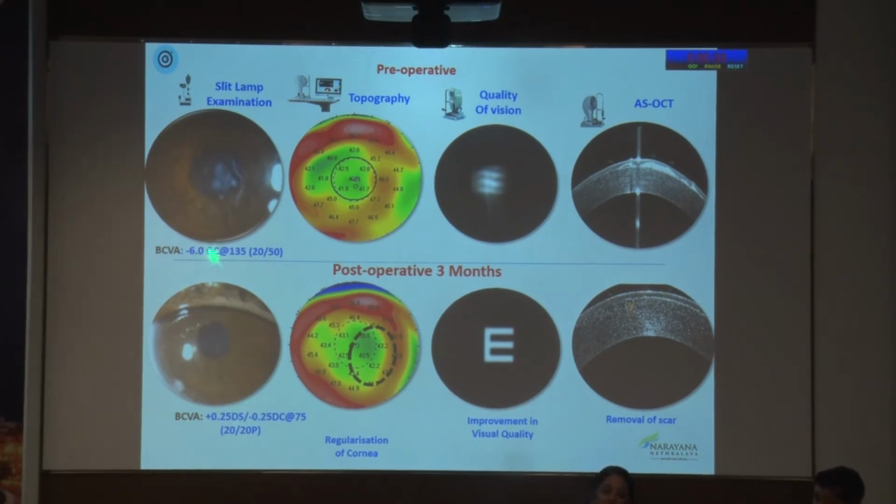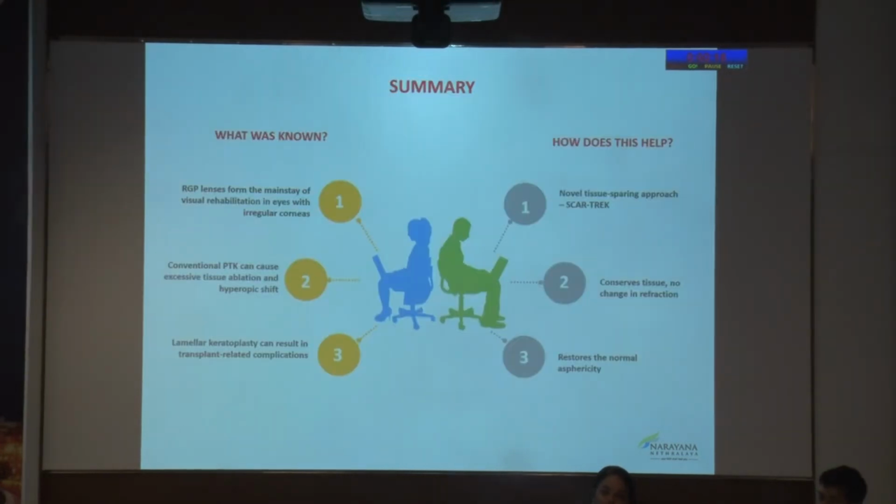And sometimes we use it for PTK also, exactly for recurrent erosion syndrome, where you feel that you don't want to create any changes to the refractive error. It's a phenomenal use of modern machines, especially machines which allow you to do all these changes. It completely changes the way you do a customized laser surgery.